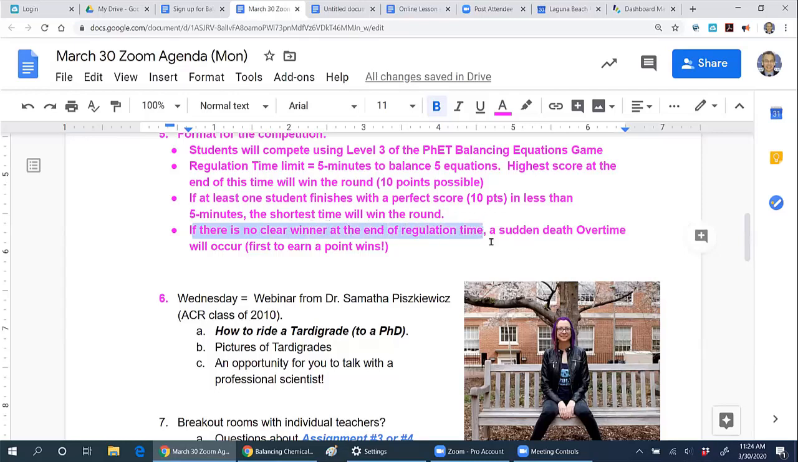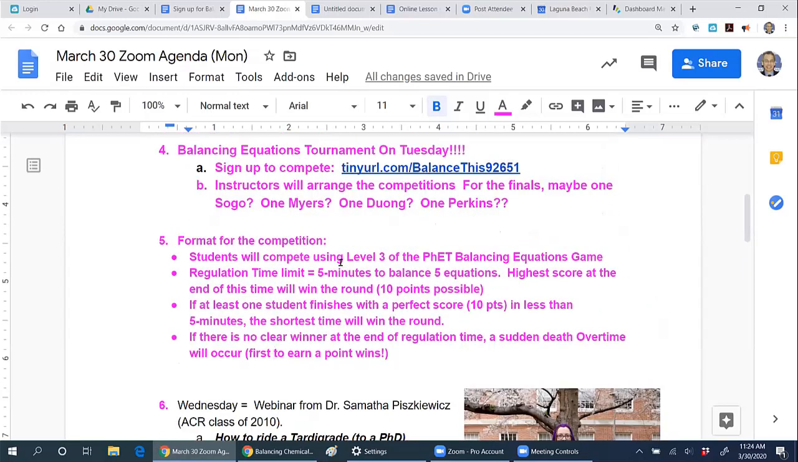If there's no clear winner at the end of regulation, we ended the 5 minutes, we have maybe two people who scored 8. Then we do a sudden death overtime where we just start a new problem and it's the first to score. Okay, we're not going the full 5 minutes. It's just, bam, I scored, I win. All right. So once again, I'll pause and see, are there any questions about that?